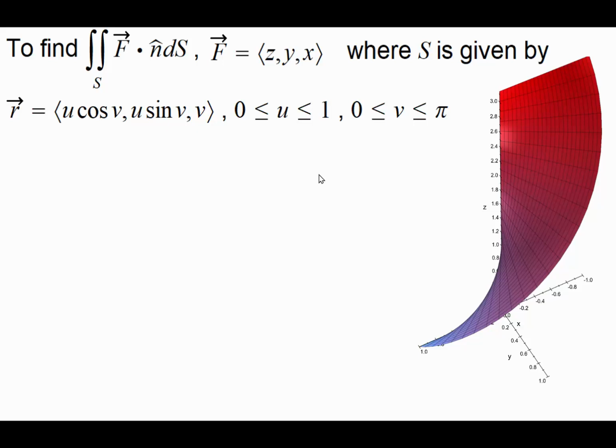We are going to evaluate the flux of this vector field F through this surface S, and the equation of S is given by this equation. The position vector is a function of these two parameters, and the parameters are restricted by these values. So let's go on with the calculation step by step of this surface integral.